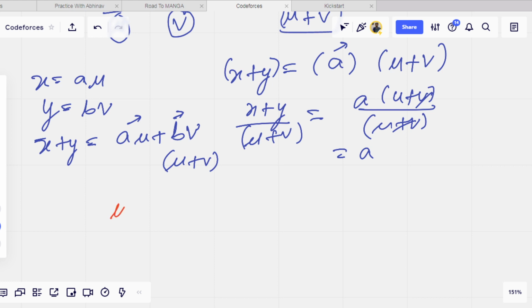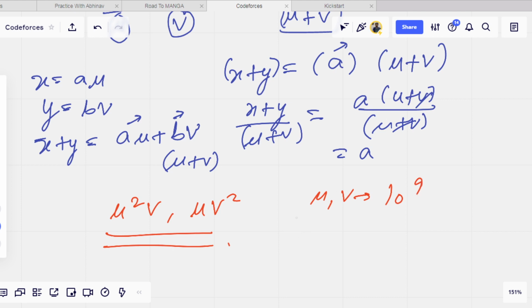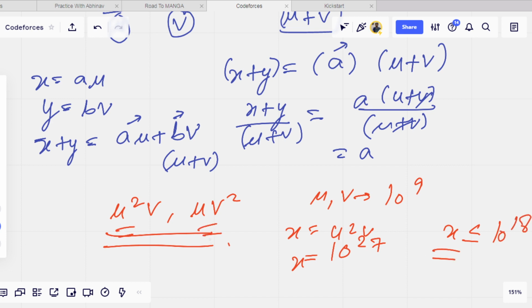The solution is u squared v comma u v squared. This is a possible solution, but it is wrong, because the constraints of u and v go up to 10 to the power 9, and if x is equal to u squared v, then x will become approximately 10 to the power 27, but the constraint on x is less than or equal to 10 to the power 18. So we can't take u squared v and u v squared, even though it is a possible solution if you check.